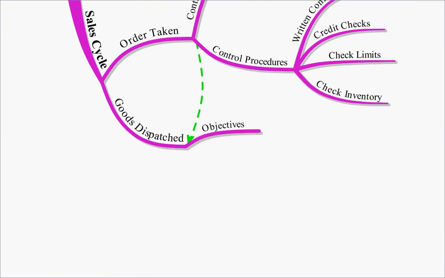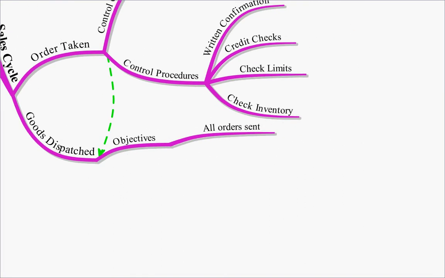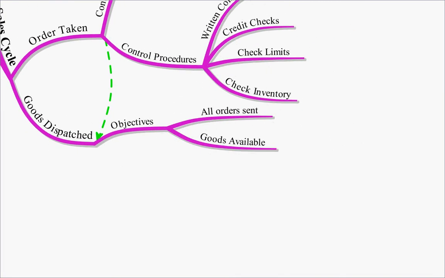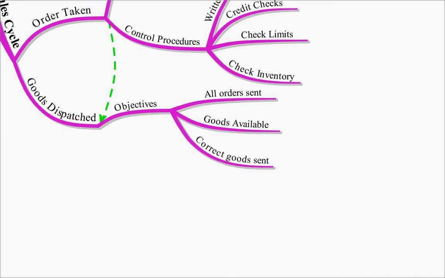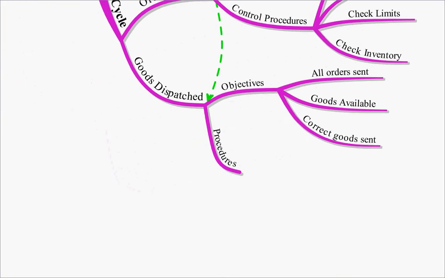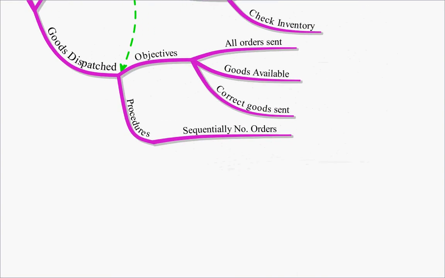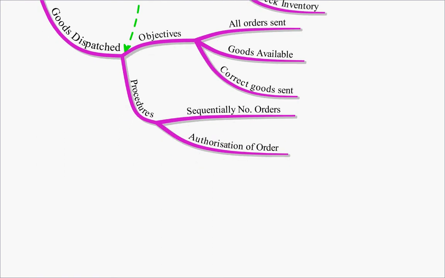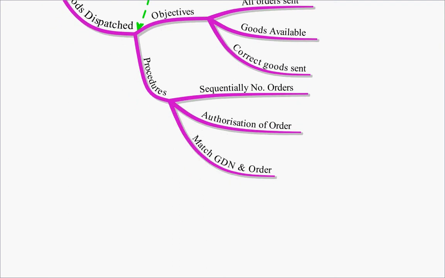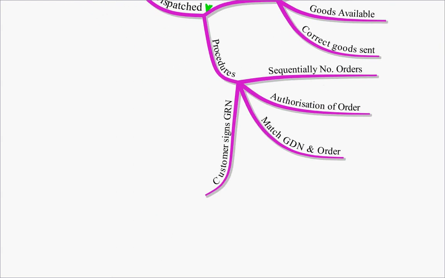So our next step is that the goods are dispatched to the customer. The objectives in this step of the process are that all orders are sent, that the goods are available, and that the correct goods are sent to the correct customers. Procedures to ensure this: you want to sequentially number all the orders so that you can make sure that none are missing. You want to ensure that all orders are authorised by a manager or whoever's in charge of the process. You want to match the goods delivered note and the order. So once the goods are delivered, you want to bring the goods delivered note back and match it to an order. And you want to make sure that all customers sign the goods received note so that you know that the customer received the goods.